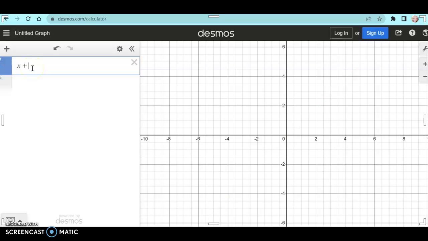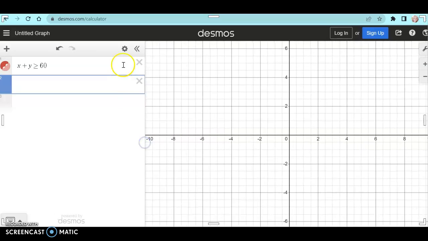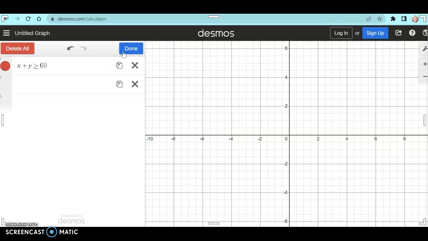So I have x plus y is greater than, so I'm just going to type the greater than key, and then equal, that'll make it greater than or equal to 60. That's my first one. I'm going to push enter to get to the next one. Now notice it's not giving me enough numbers to be able to see that graph.